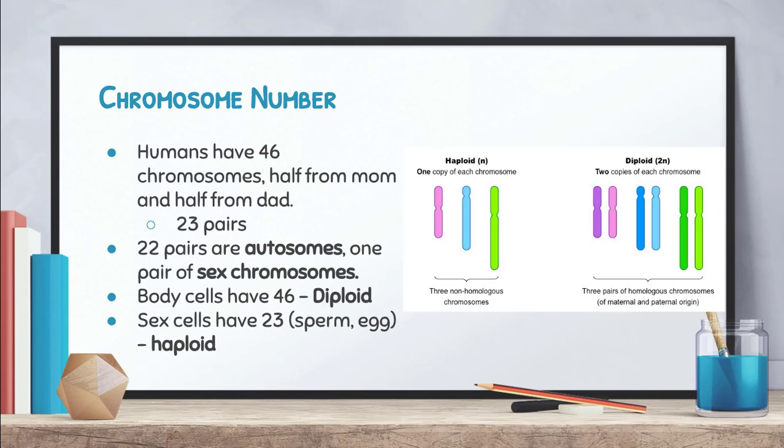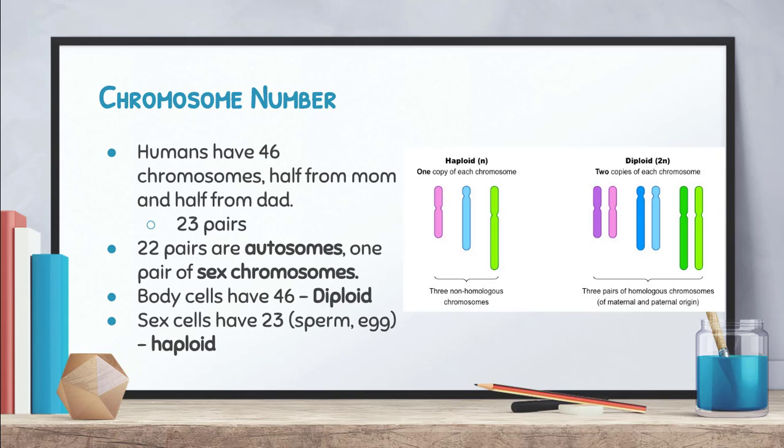However, you have one pair of sex chromosomes, and you've probably heard that males have an X chromosome and a Y chromosome, and females have two X chromosomes. That determines the sex of the individual that is produced as a result of fertilization. Now, all the cells inside of your body have 46 chromosomes, and because they occur in pairs, we call them diploid. Di, of course, meaning two, meaning you have two of each chromosome.